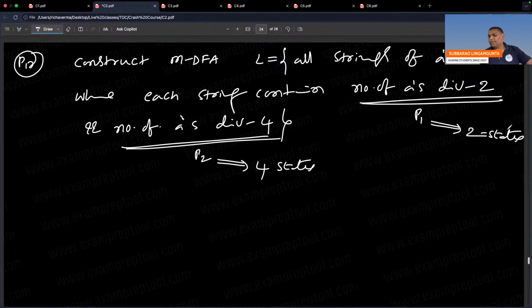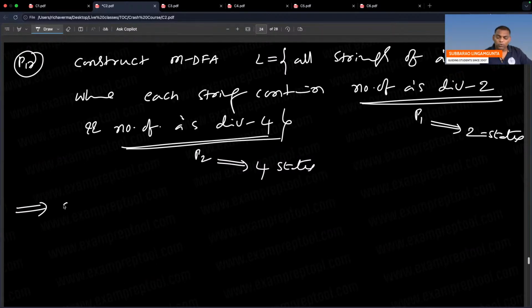So indirectly, directly, the target is A's only. Where the number of A's is divisible by 2 and also divisible by 4. Both should be satisfied. So your condition is on A's only, not B's. So the number of A's is divisible by 2 and also divisible by 4.